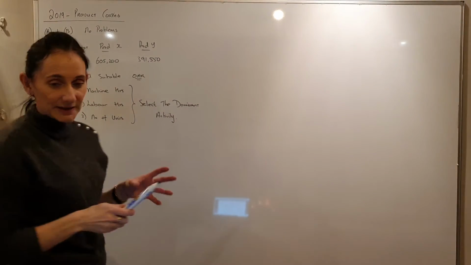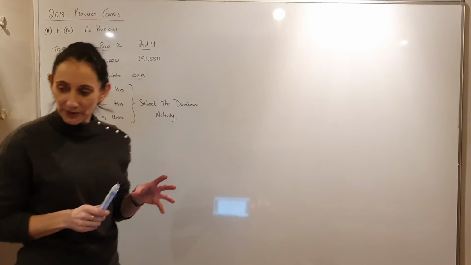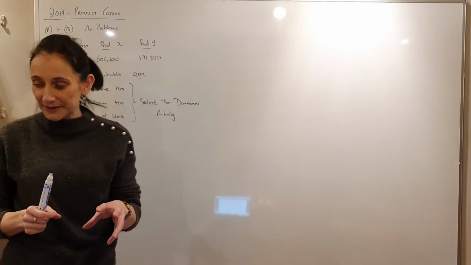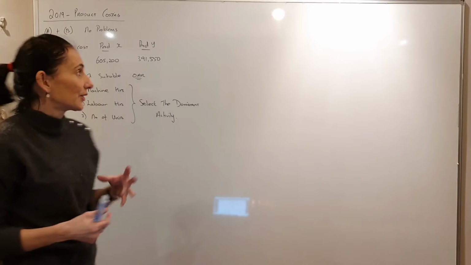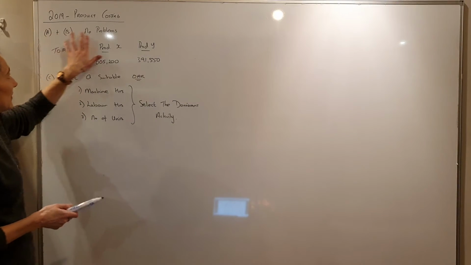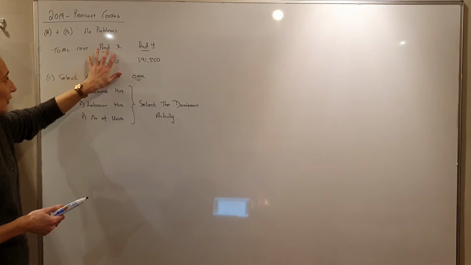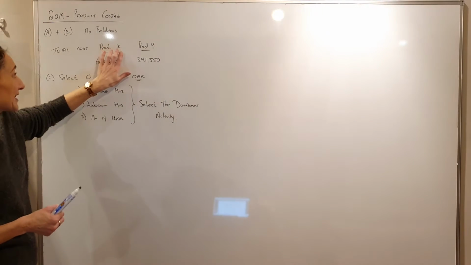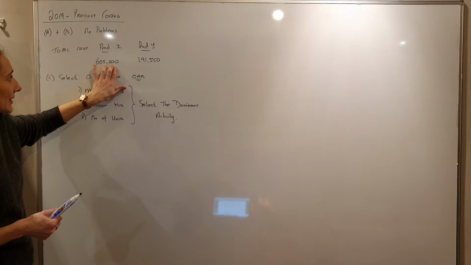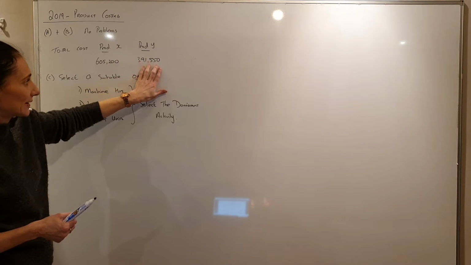We're going to look at the 2019 product costing question, right? Now, from what you've sent me back today, everyone's okay with part A and everyone's okay with part B. So what I started with, I said A and B, there were no problems. So from part A and B, you ended up in production department X with this as your total cost, and in production department Y, this is your total cost.